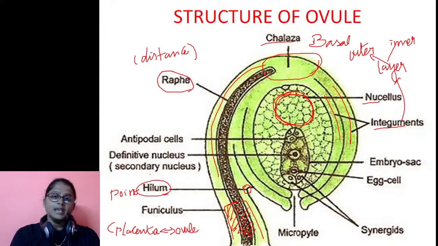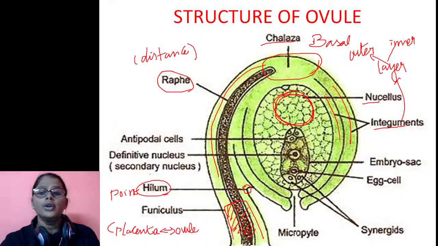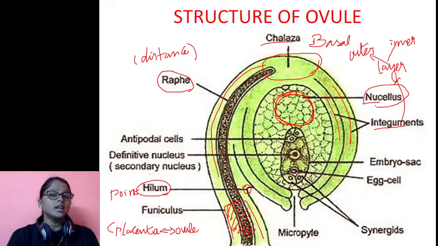Like the same here, the nucellus is going to produce the sporogenous cell. So the nucellus is very important as this is going to nourish the embryo, as well as they are going to initiate the structure, or they are involved in the maturation of the ovule. So nucellus is a very important structure.